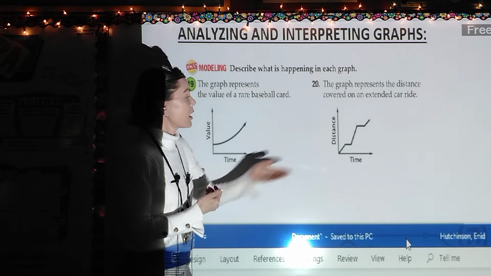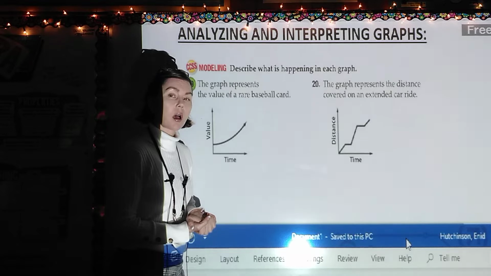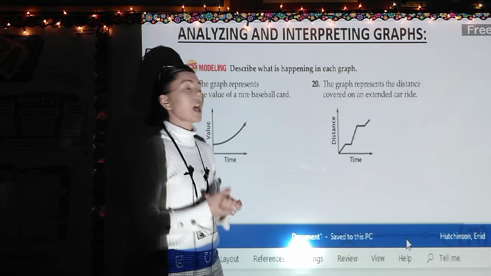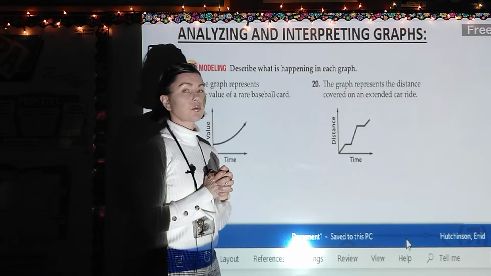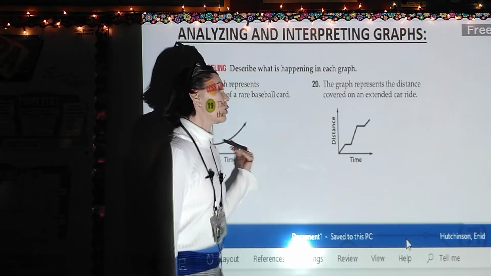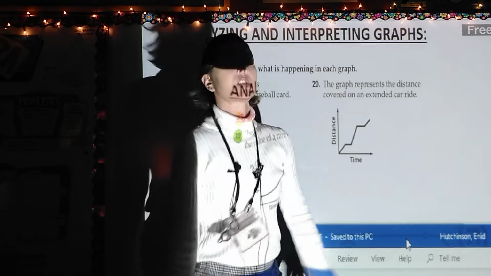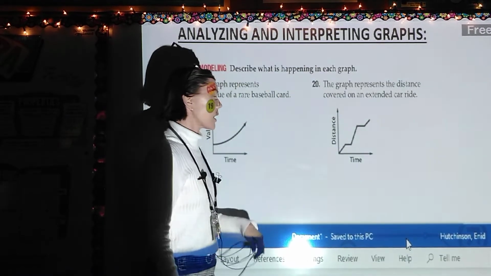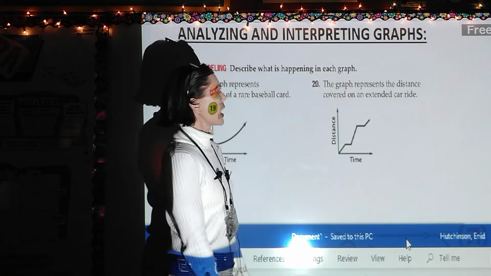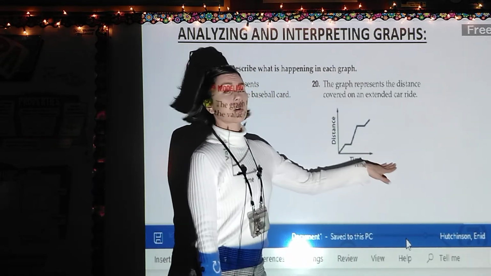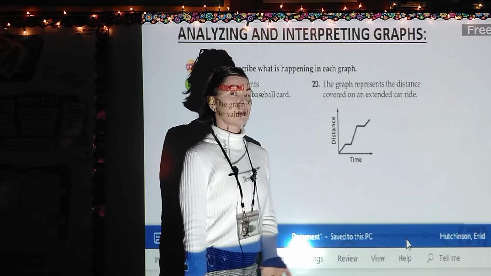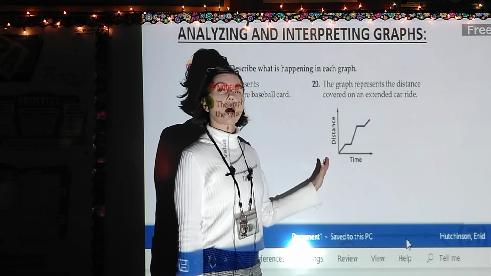Simple as that, okay? Now, you may get a weird looking graph like we see here, and it says the graph represents the distance covered on an extended car ride. What do we call those? Road trip, okay? And so if you are traveling across the United States, from the East Coast to the West Coast, you can see that on the horizontal line here, it's how long it'll take you to travel, and then the distance that you cover.